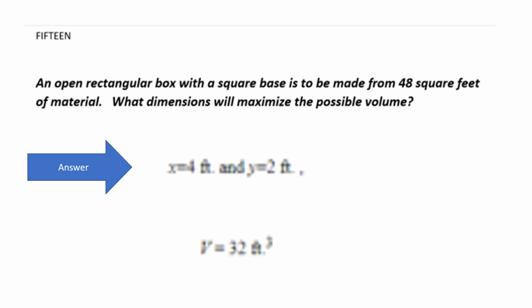Number 15, an open rectangular box with a square base is to be made from 48 square feet of material. What dimensions will maximize the volume? Well, the answer is x is 4 and y is 2. The square base is 4 by 4, and the depth is 2. I didn't ask you, but the volume is 32 cubic feet.